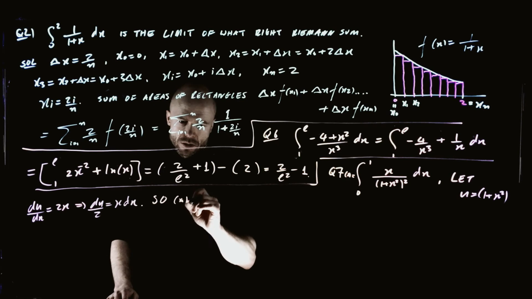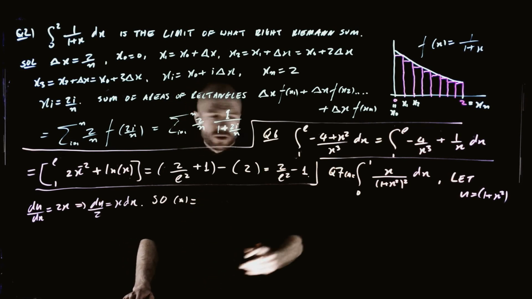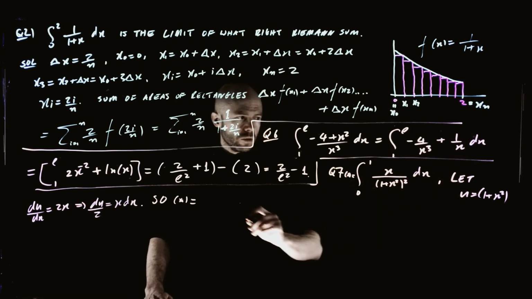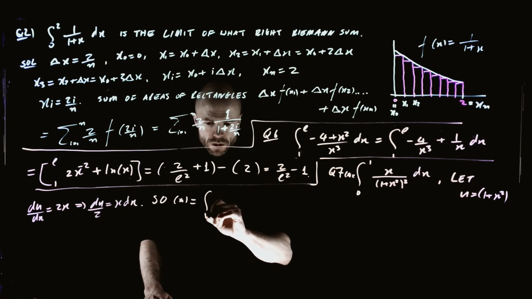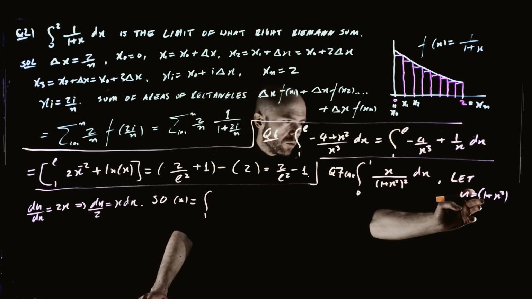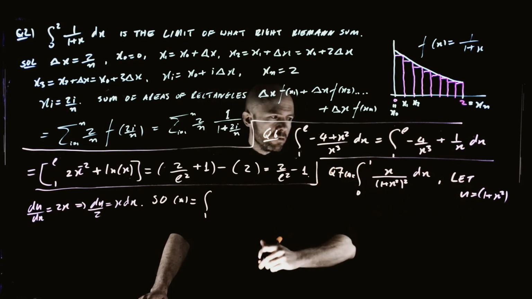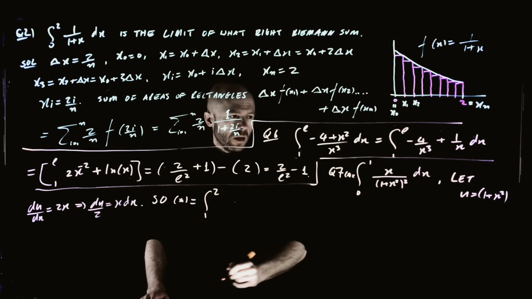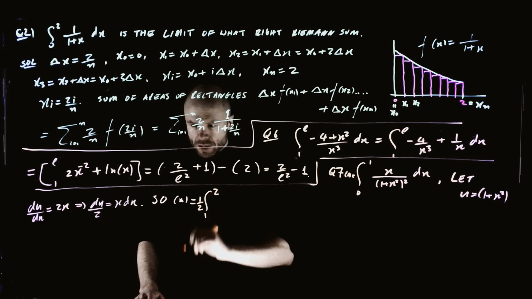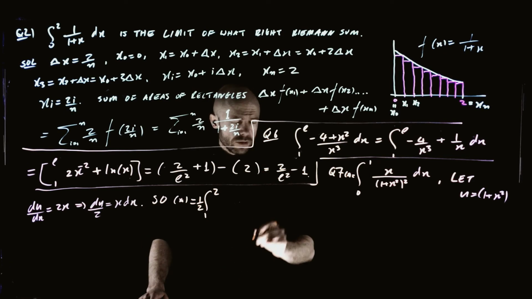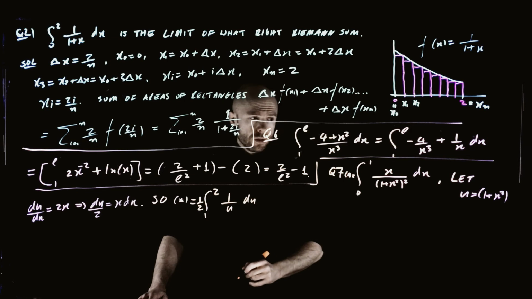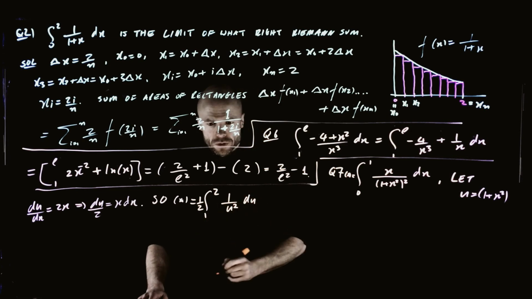So when x is equal to 0, and we put it into this thing, we just get 1. And when x is equal to 1, we put it in this thing, we get 2. This x dx we figured out is du over 2, so let's put this 1 over 2 outside here. And then this thing just becomes 1 over u squared du.